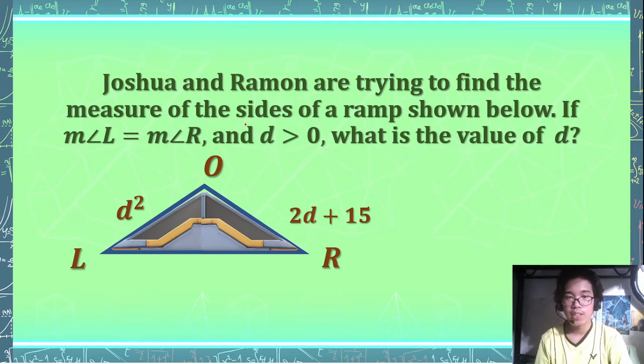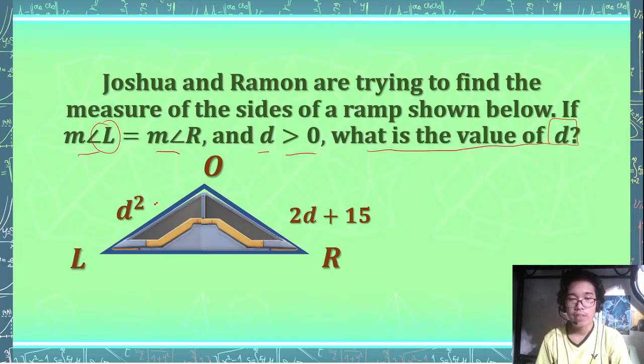So, grade 8 students, we have the second problem here. Joshua and Ramon are trying to find the measure of the sides of another ramp shown below. If the measurement of angle R is equal to the measurement of angle L, and the value of D is greater than 0, what is the value of D?